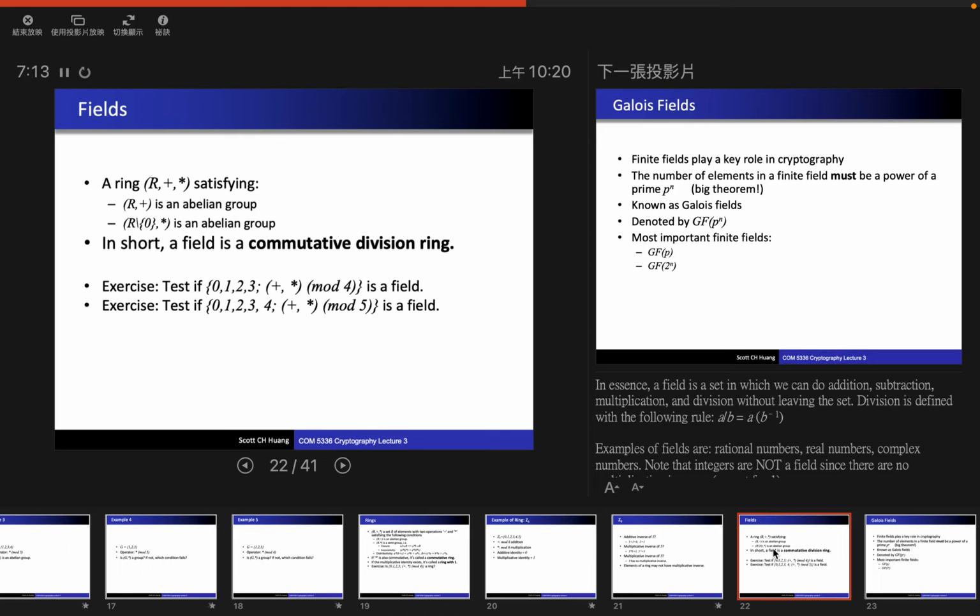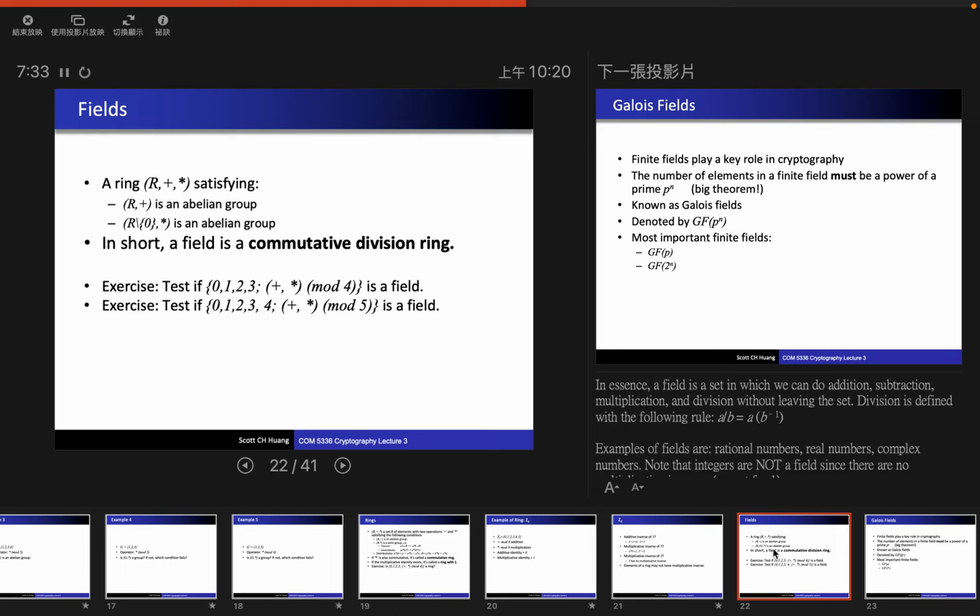And then we have 3. 3 times 2 is 1. 3 times 3 is 9, that is 4. 3 times 4 is 2. And then we have 4. 4 times 2 is 3. 4 times 4 is 1.